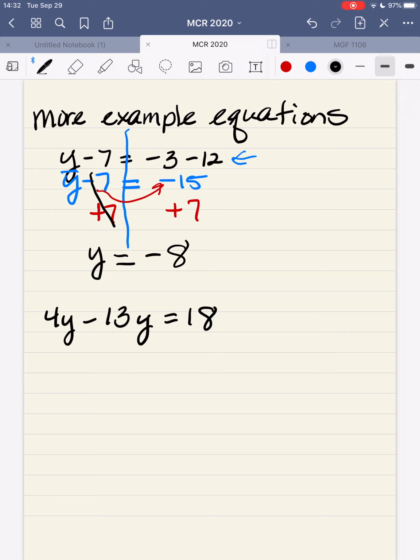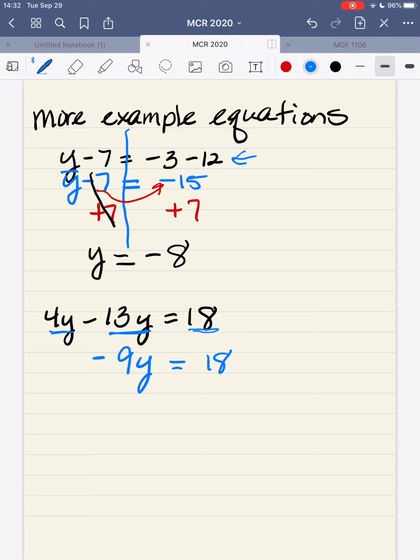Right? Looking at the next example, I have negative 4y minus 13y is equal to 18. Now my number is over here by itself, but I have two different y's here that I can go ahead and combine. And when I go ahead and subtract 4 from 13, 13's bigger, so I keep the negative sign. And I end up with negative 9y. And that's going to be equal to 18.